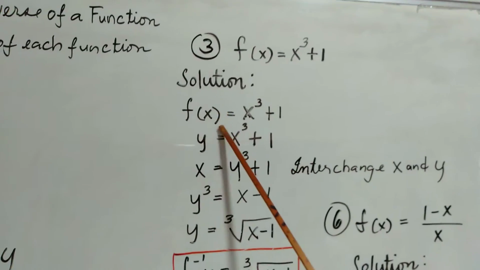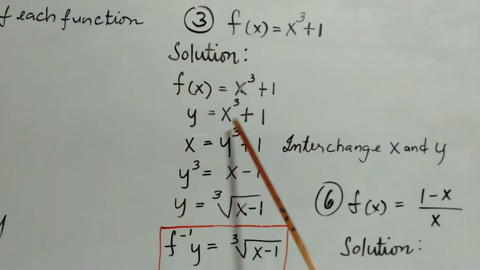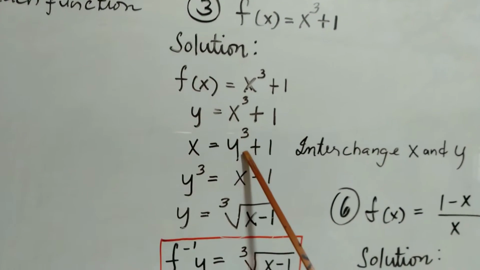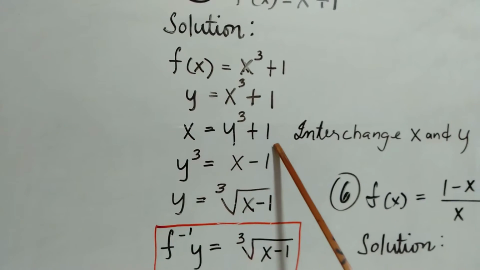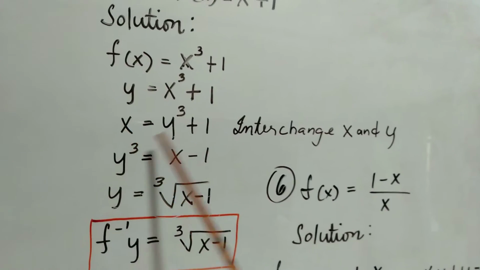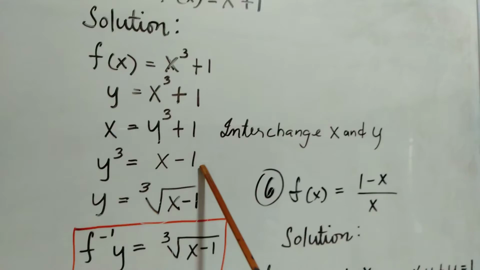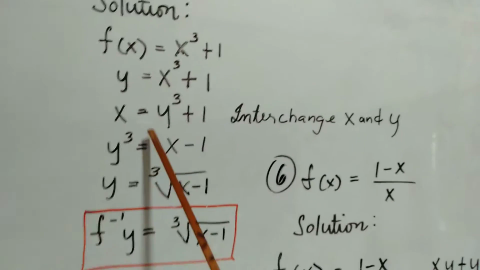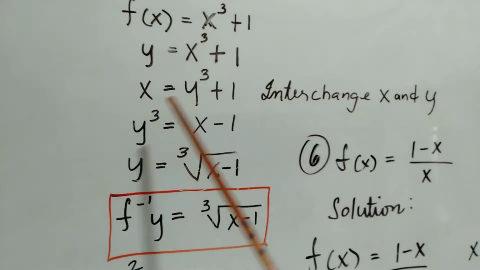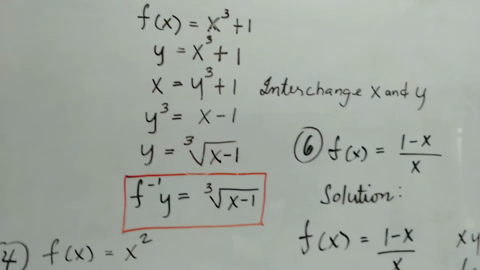We change f of x to y, so y is equal to x cubed plus 1. We interchange x and y, so y becomes x and x becomes y. So x is equal to y cubed plus 1. So we transpose 1 to the other side of the equation, so we get y cubed is equal to x minus 1. Since there's a cube, we get the cube root of the whole equation, so we get y is equal to the cube root of x minus 1 here.